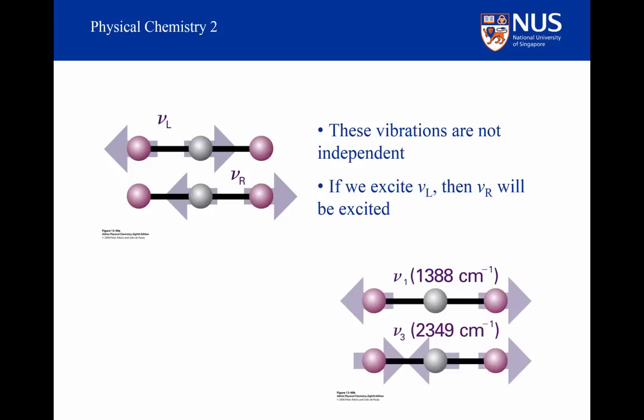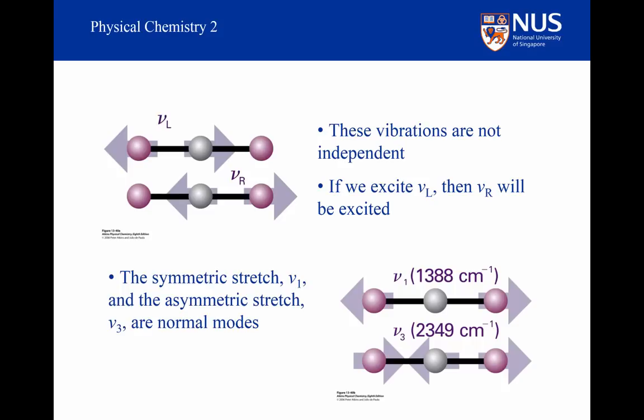The normal modes of vibration associated with stretching are in fact a linear combination of the left and right vibrations. If we add the left and right vibrations together in phase, then we get the symmetric stretch nu1, and if we add the left and right vibrations together out of phase, then we get the asymmetric stretch nu3. This time, exciting the symmetric stretch does not lead to the excitation of the asymmetric stretch.